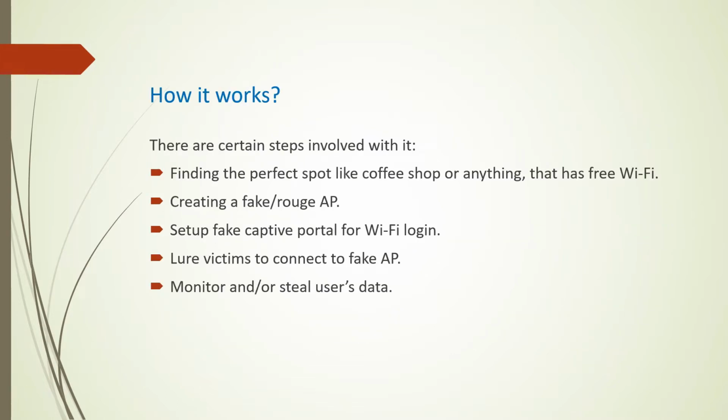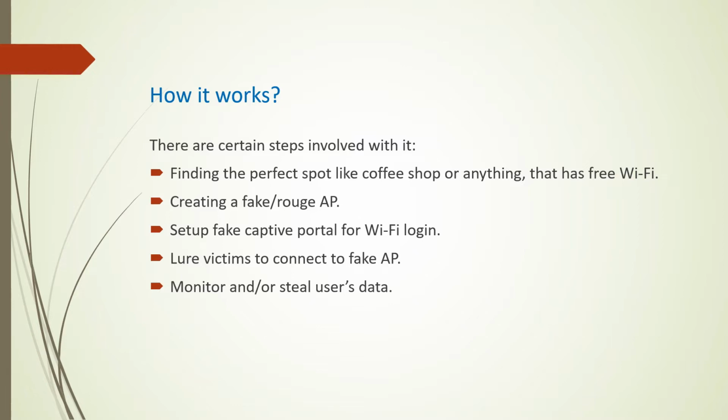So how does this evil twin attack work? There are certain steps involved with it. I'll start with the first step. The first step is finding the perfect spot, like a coffee shop or anything like that with free Wi-Fi. Hackers typically look for busy locations with free or popular Wi-Fi. This includes spaces like coffee shops, libraries, or airports, which often have multiple access points with the same name. This makes it easy for the hacker's fake network to go undetected.